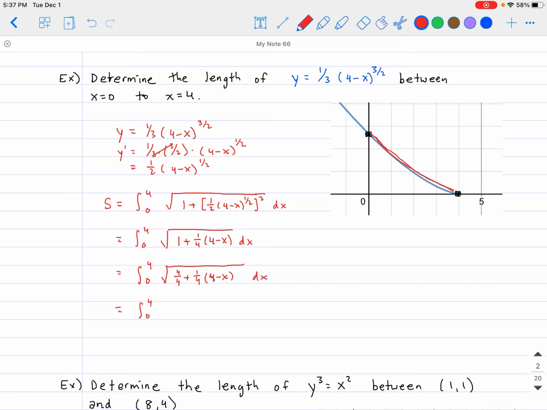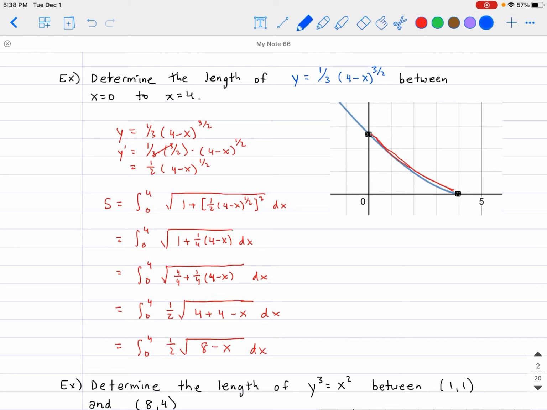Let's see, we're going to take out the 1/4, so that means we're really taking out a 1/2 because it's inside the square root. And what we have left inside is 4 plus 4 minus x. Okay, just checking, make sure everything's okay. Taking out the 4 on the bottom, and then on top we have 4 plus 4 minus x. Yes, that looks okay. So now just to clean it up a little bit more, we have 1/2 the square root of 8 minus x dx.